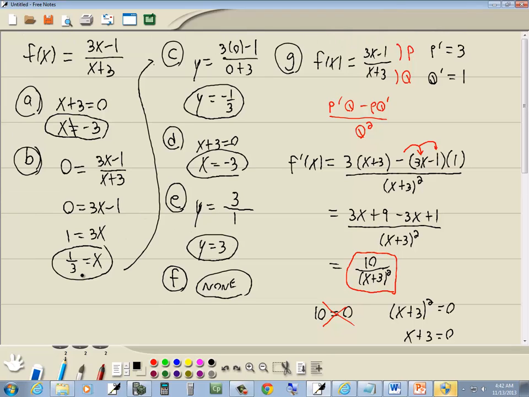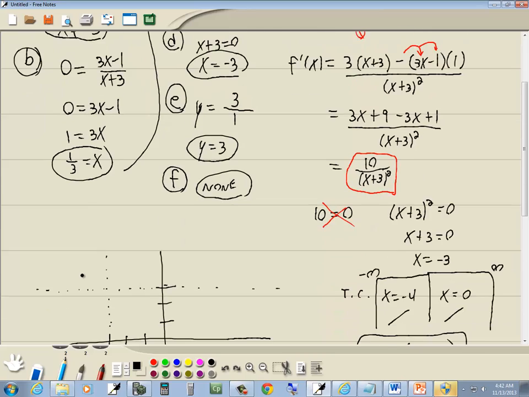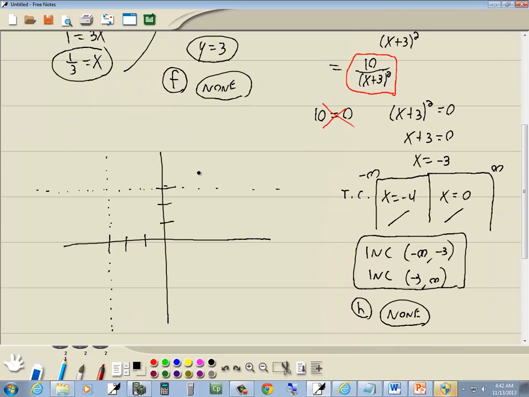Our x-intercept was 1/3. That'd be right here. And our y-intercept was negative 1/3. That should be right there.